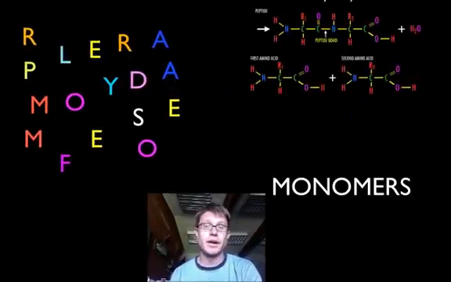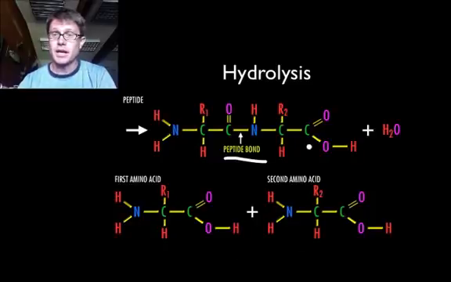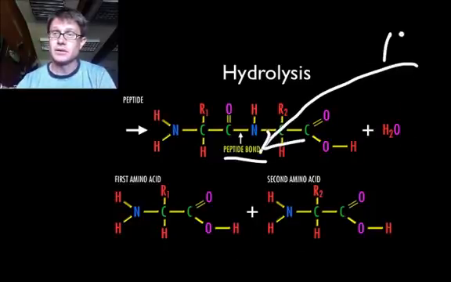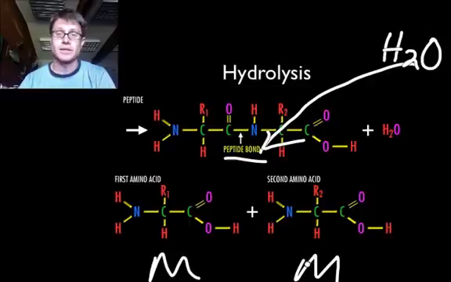Now, let's say we want to break them apart. How do we do that? Well, let's look. Here's our peptide bond again. How do we break that apart? Well, now we're going to add a water. And so if we add H2O here, that's going to actually break that, and now we're going to have monomer 1, monomer 2, those two amino acids again.